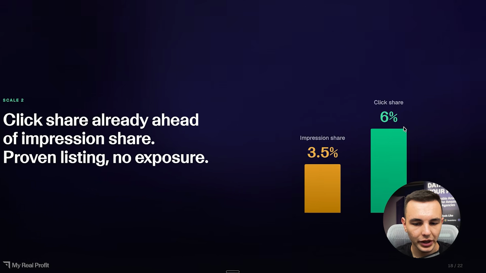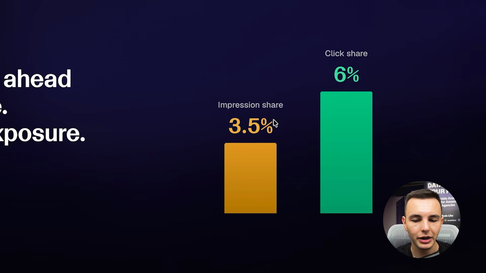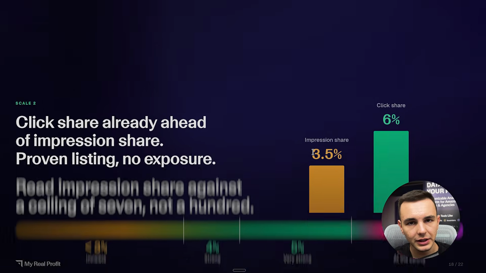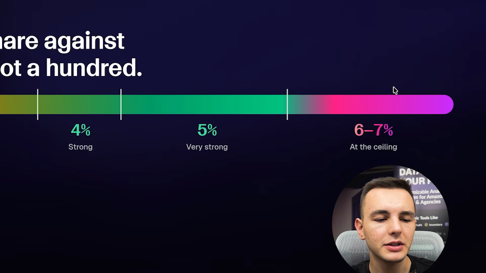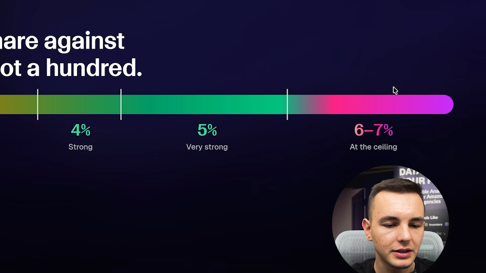Let me give you an example. Let's say we have 3.5% impression share, but our click share is 6%. Impression share ceiling. So how can I identify that I'm under-investing in a keyword? Your impression share ceiling can be as high as 7%. So this is how you can read impressions against the ceiling of 7.